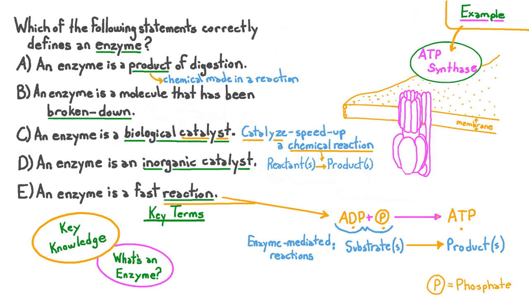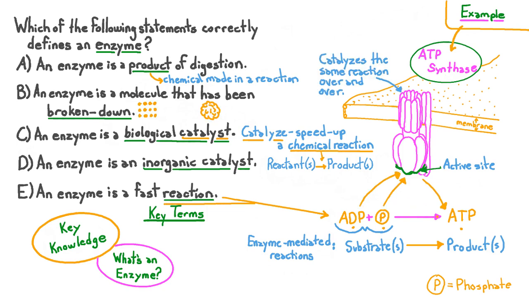Now let's take a look at what ATP synthase is going to do with the substrates ADP and a phosphate group. The substrates bond to the active site of the enzyme. And that's where the chemical reaction takes place, forming the product ATP. And the active site of the enzyme is now free to catalyze more reactions. Okay, just a few key terms left.